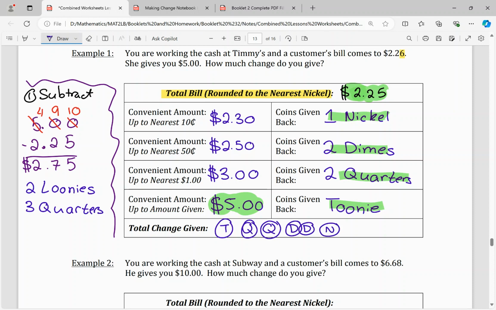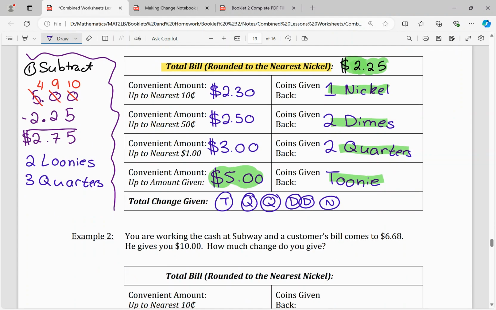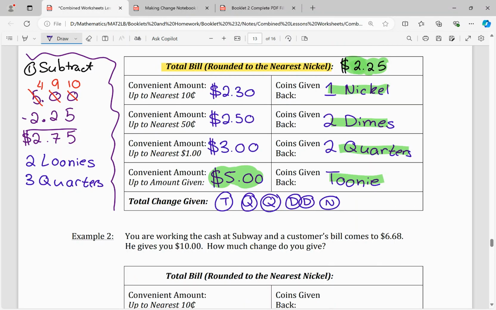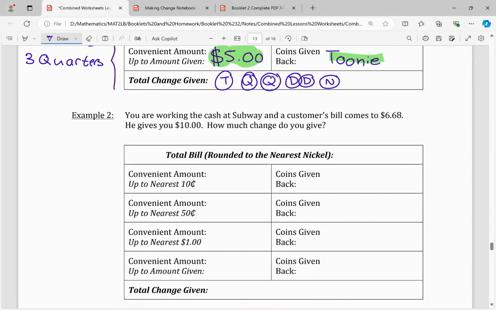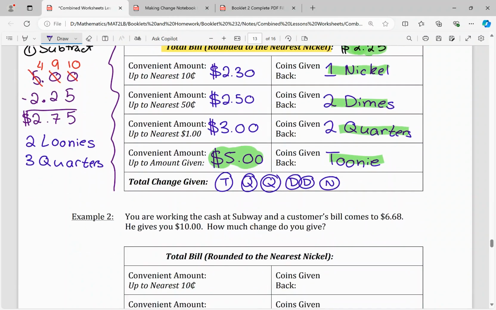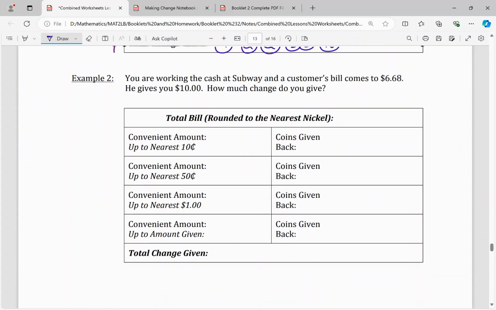You could use either the strategy on the left or the strategy on the right. Although the answers are slightly different, these are both acceptable ways to give change back and calculate what change to give back to the customer. Remember, you can always refer to this reference sheet to go over how to use each strategy. You only need to know one. Let's work on example 2. For the rest of this note, I'm going to be using the strategy on the right where we count up, but you're welcome to use whatever strategy you prefer.